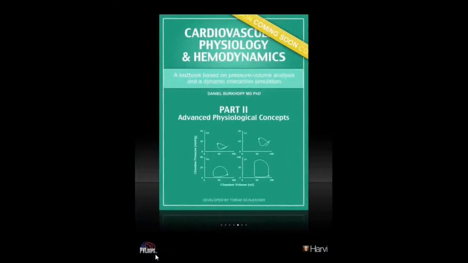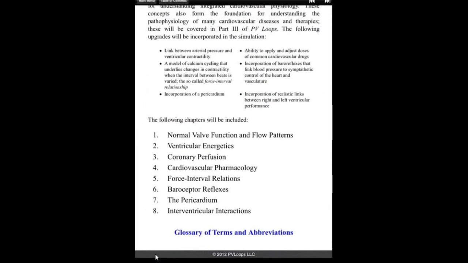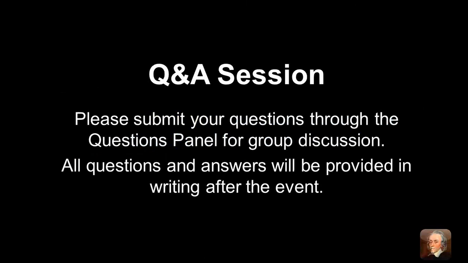Again, as I mentioned, the advanced concepts book is going to be out. These are the essence of the chapters that are going to be coming up about valve functioning, energetics, coronary perfusion, pharmacology, force-interval relationships, which are necessary for understanding the hemodynamics of arrhythmias, Bowditch reflexes, the pericardial constraints, interventricular interactions, and also there's going to be a chapter on the autonomic nervous system. So that's a very quick run-through of the basic concepts I wanted to introduce, and also the Harvey app.